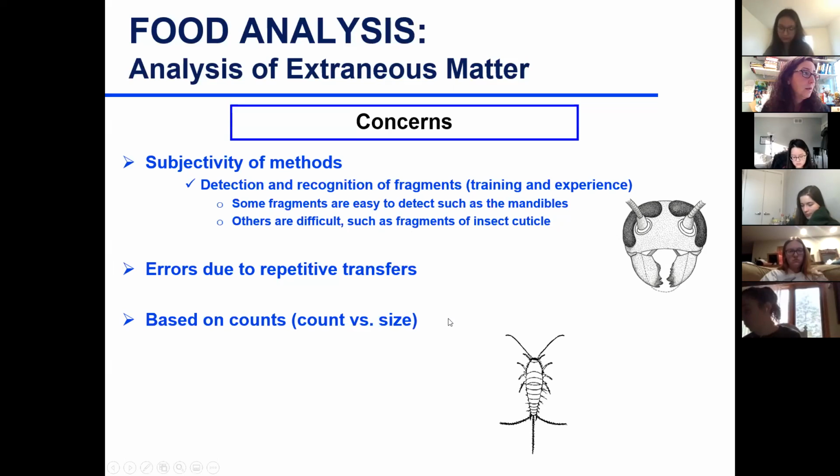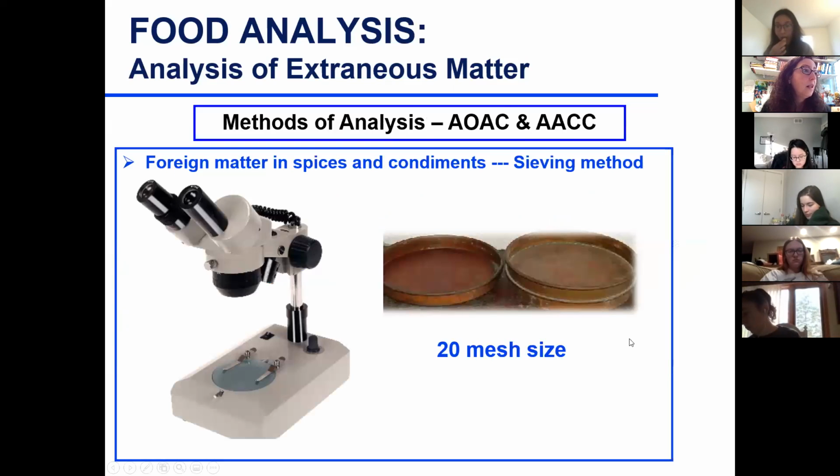So I'll go over a few methods, examples. For example, here, anything in powder form like spices and condiments. If you want to measure filth, it's basically very simple. You use a 20 mesh size sieve. You just sieve the sample, and then whatever is left on the sieve you look at under the microscope and count. Then you know the weight of the sample, so you can determine the count per certain amount of sample.